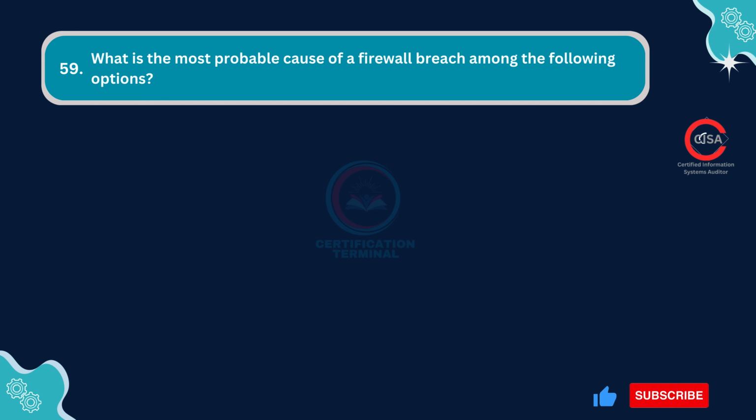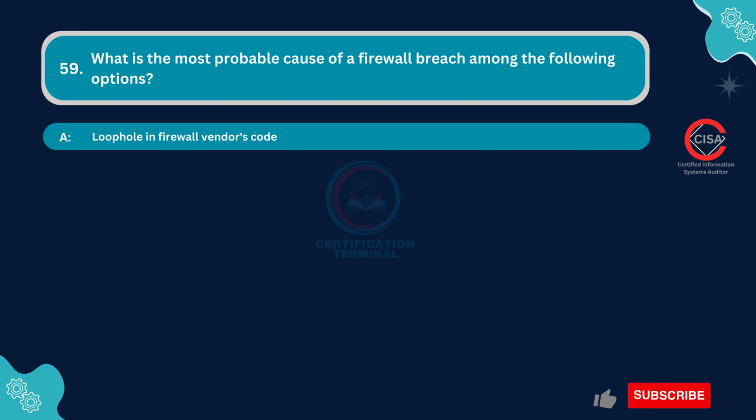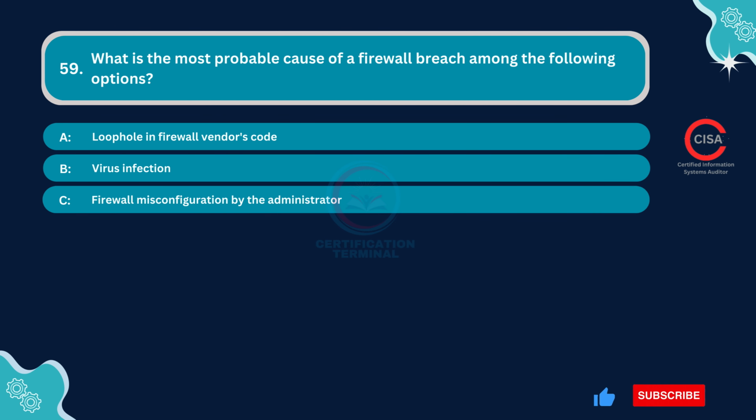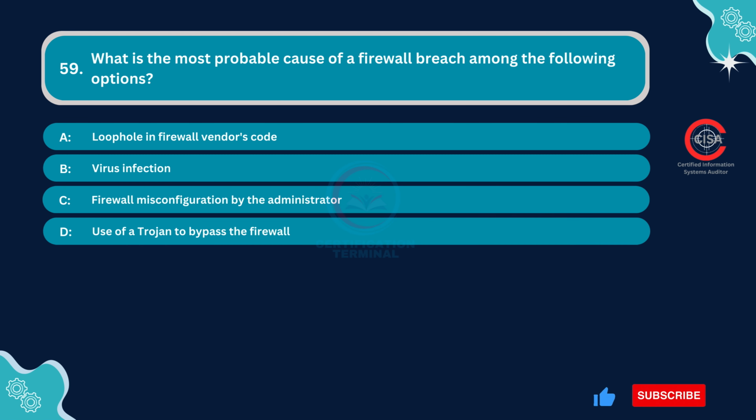Question number 59. What is the most probable cause of a firewall breach among the following options? Option A, loophole in firewall vendor's code. Option B, virus infection. Option C, firewall misconfiguration by the administrator. Option D, use of a Trojan to bypass the firewall. The correct answer is Option C, firewall misconfiguration by the administrator.